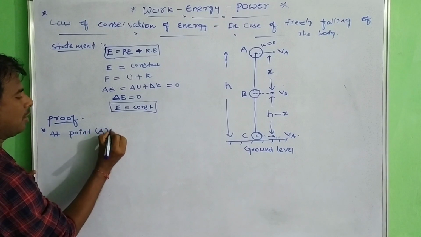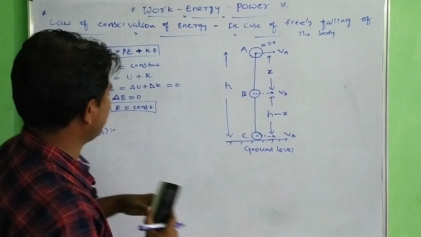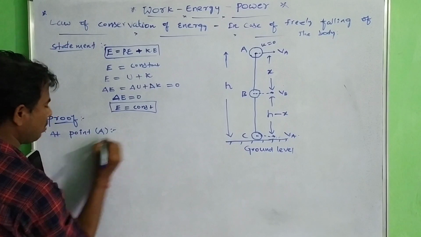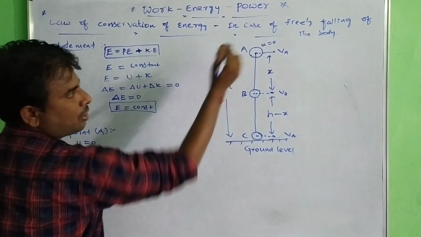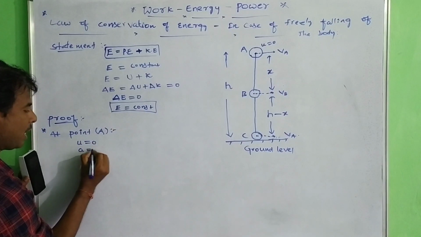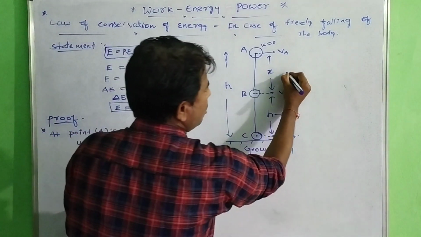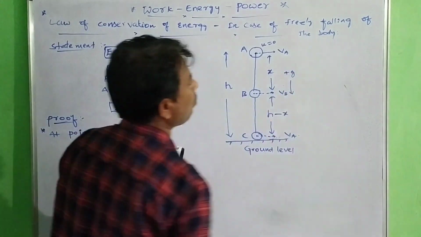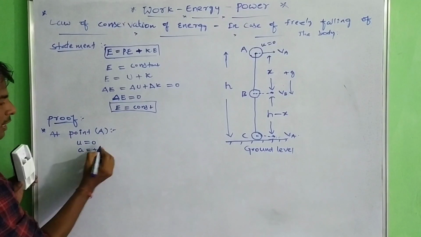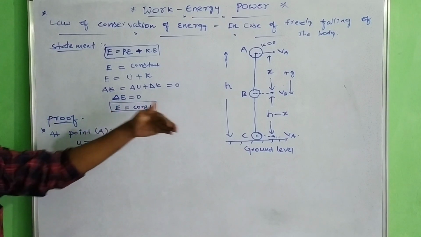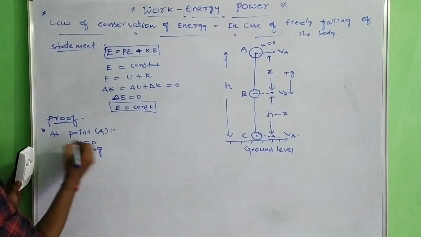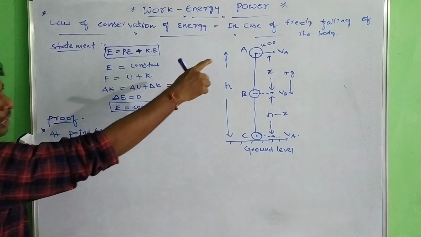At point A, the initial velocity u becomes 0. The acceleration due to gravity at point A is a equal to plus g. G is always downwards; plus means the vector component in 2D plane motion. And the displacement from A to B is x.